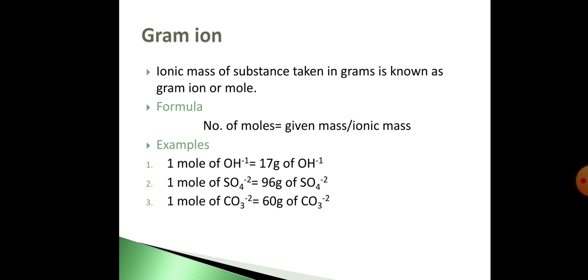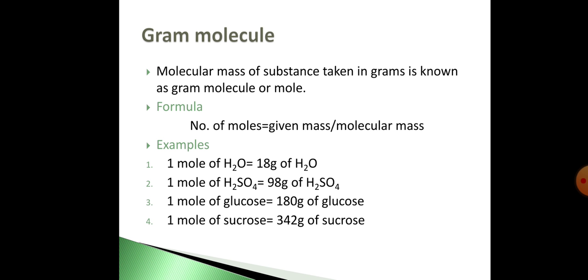In the same way, the ionic mass of carbonate ion is 60 gram. If we take 60 gram of carbonate ion, then that quantity is equal to 1 gram ion of carbonate ion. In the same way, if we take the molecular mass of a chemical substance in gram, then that quantity is known as gram molecule or mole. And we can calculate gram molecules for any molecular substance by dividing its given mass by its molecular mass.